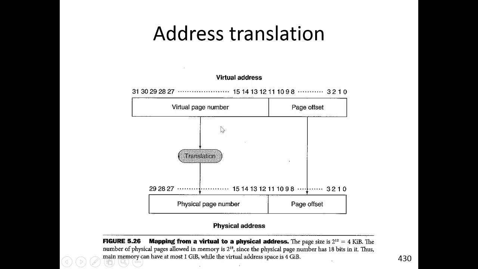And so you can begin to calculate and figure out what the payoff is here, right? For example, this image demonstrates that if the page size is 2 to the 12th, or 4 kilobytes, big B, the number of physical pages allowed is 2 to the 18th, since there's 18 bits in it, okay? Thus, main memory can have at most 1 gigabyte, while the virtual address space is 4 gigabytes. So in RAM we only have 1 gigabyte, but we convince the computer that it actually has 4 gigabytes by using this virtual addressing, okay?